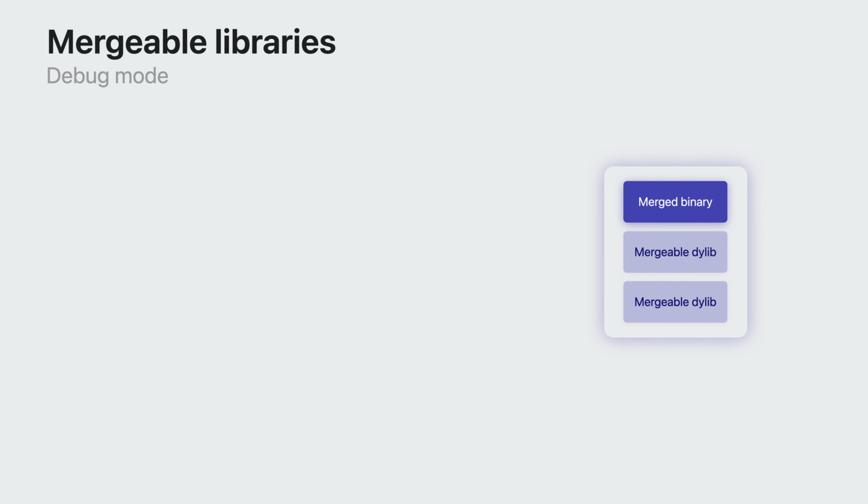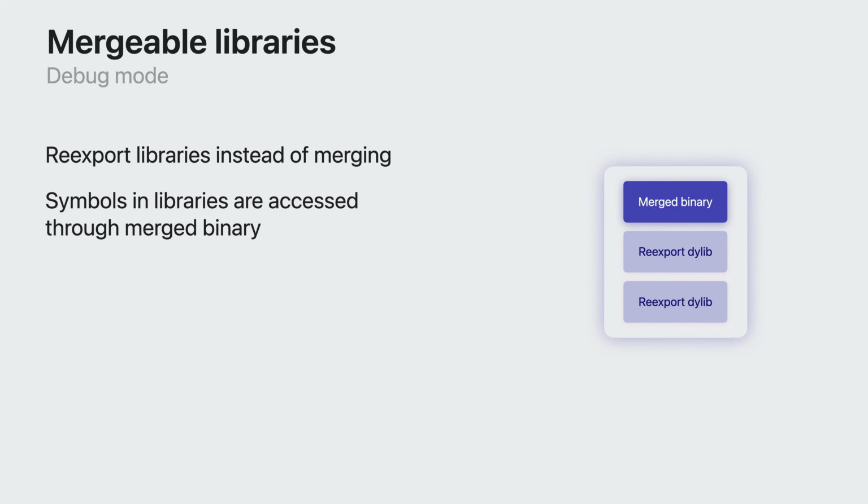The build system tells the linker to re-export the libraries instead. Re-exporting is a linker option that allows the implementation of code to live in one dynamic library, but has it show up as if it's implemented in another. In other words, this means all of the library's APIs are reachable by just depending on the merged target, like your app extensions or tests.